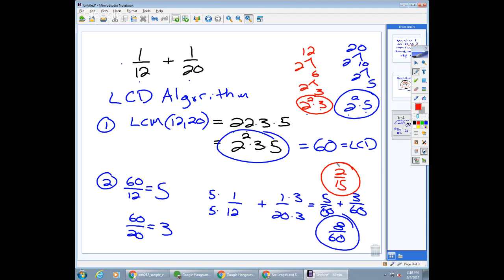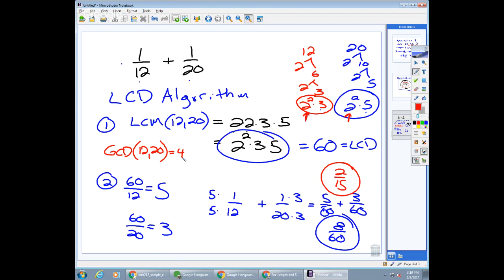Kind of an interesting fact about when it does reduce. What's the GCD of 12 and 20? What's the biggest divisor they have in common? Yeah, it's, well, not just 2, right? If you look up here at their factorizations, they both have 2 squared, or 4, in common.